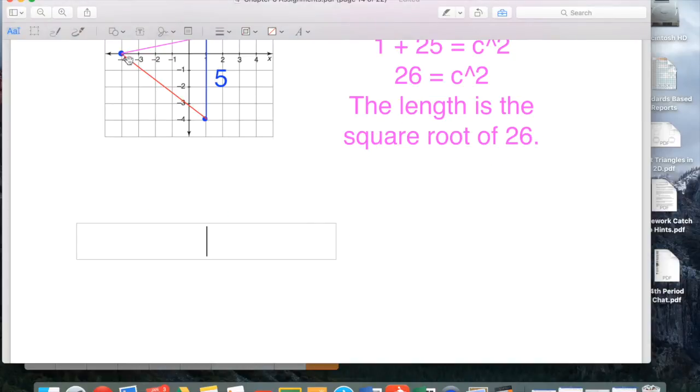Now we're going to find the distance of this red side length. So A is equal to 1, 2, 3, 4 units. B is equal to 1, 2, 3, 4, 5 units. And C is equal to our unknown.